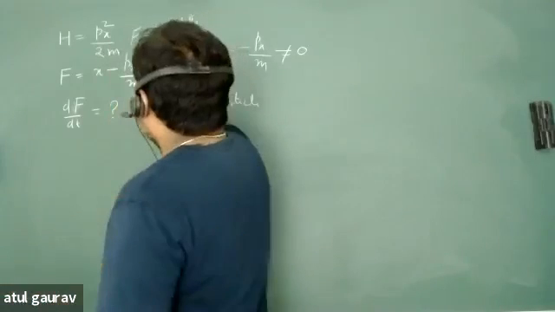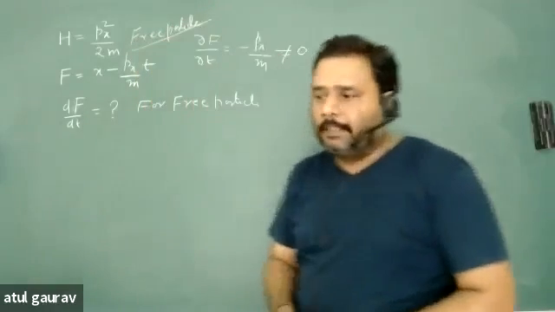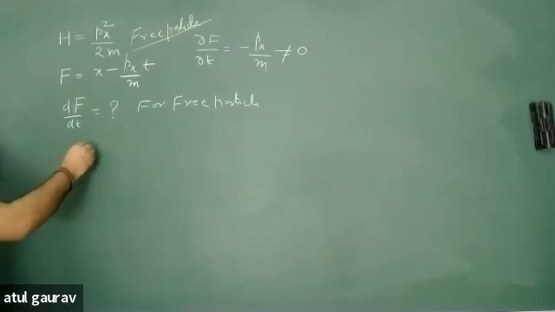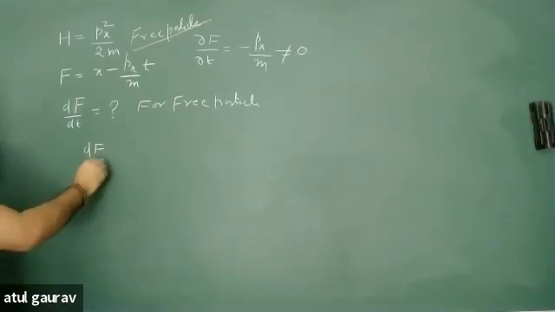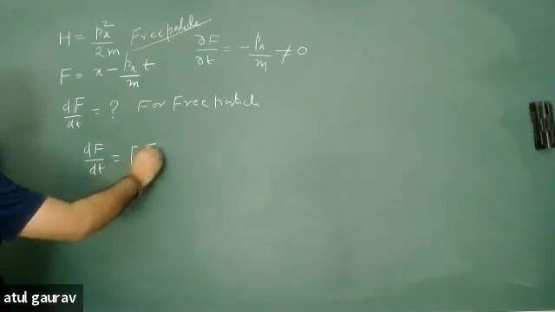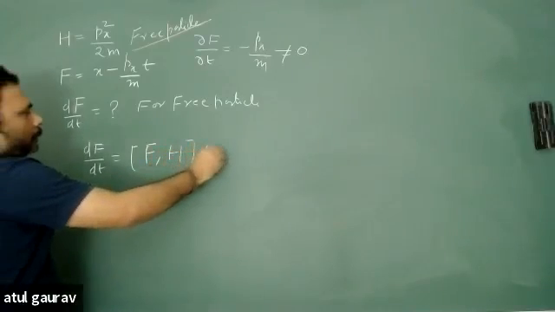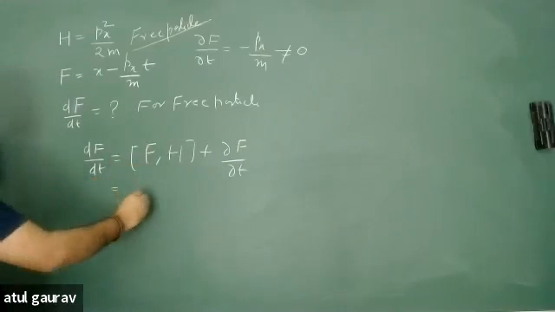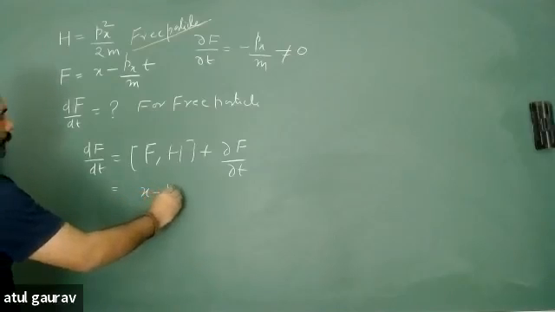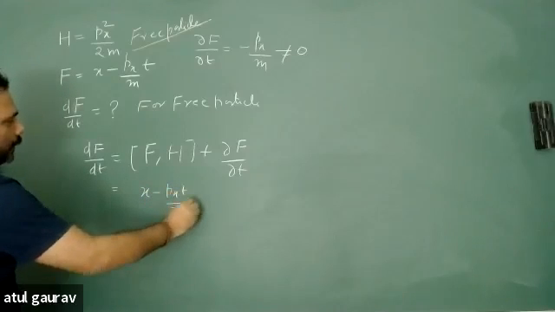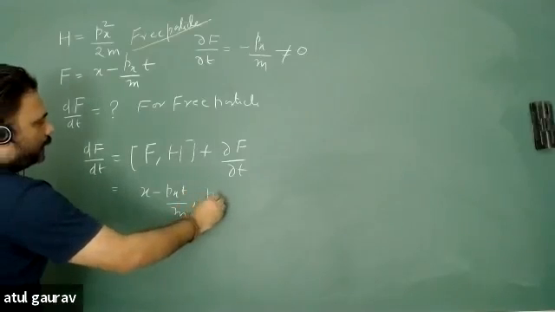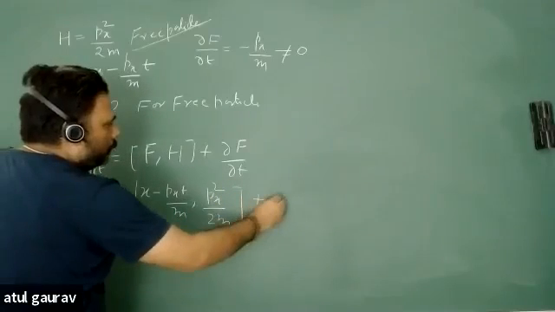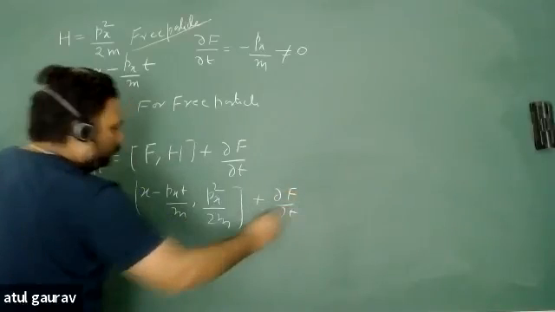So this is a free particle. I am just talking about a free particle. What is going to happen here? We have a tool, and this is a wonderful tool: df/dt is equal to {f, H} plus ∂f/∂t. And what is f? f is x minus pxt/m, and H is px²/2m, plus ∂f/∂t.